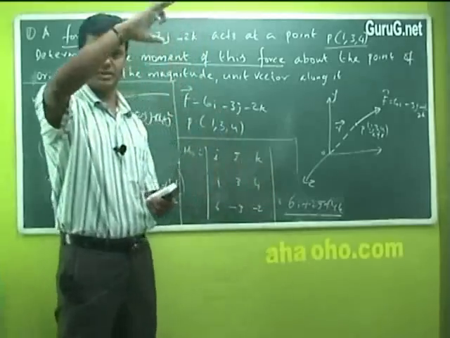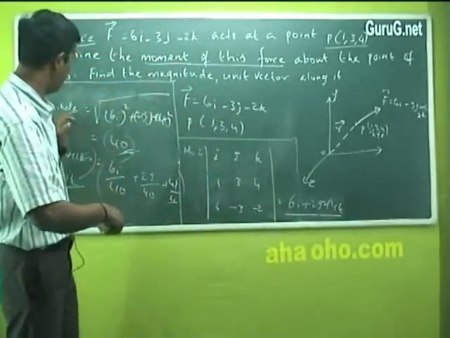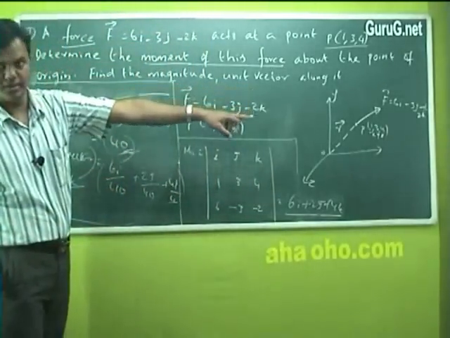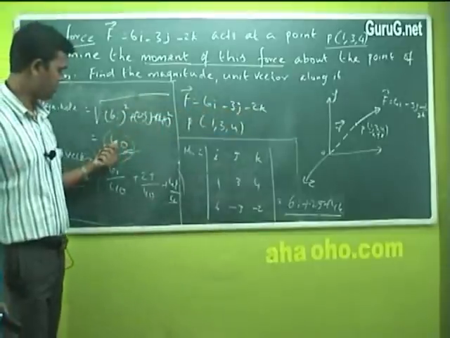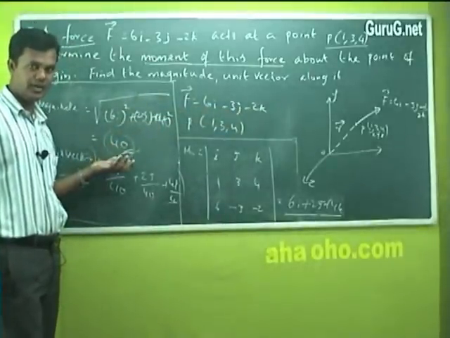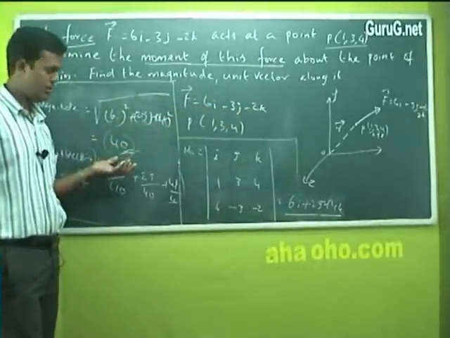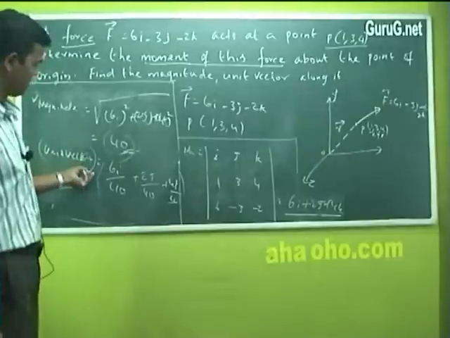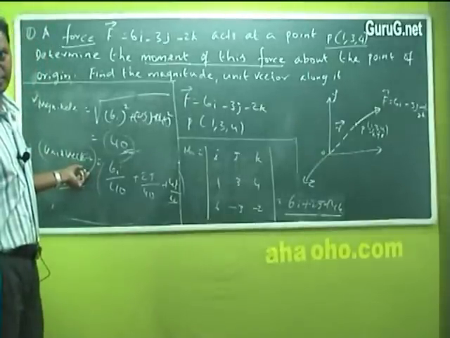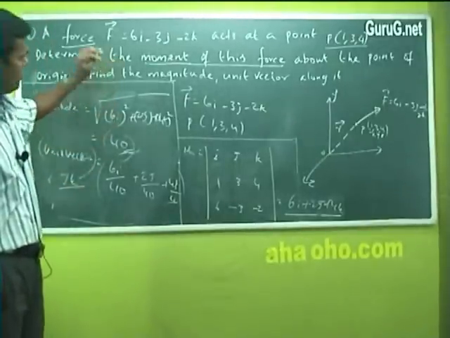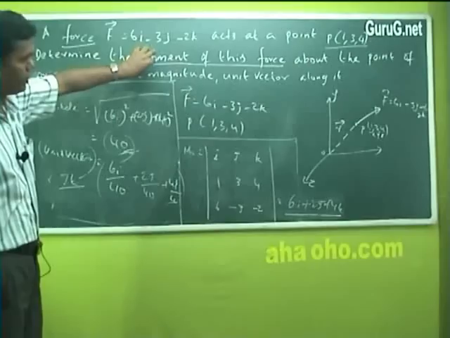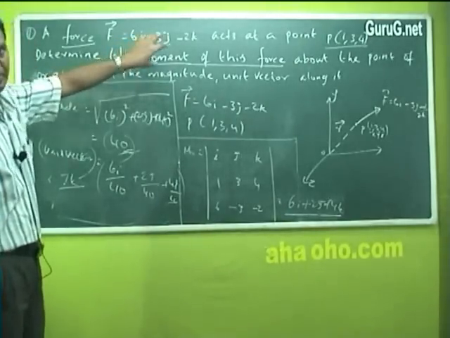Moment is force times perpendicular distance. The force applied is this one, with values 6i, 3j, 2k. Now its total magnitude is 40 Newton, I can say, and the direction is this direction. That is the meaning. So whenever you find a moment, kindly don't forget force into perpendicular distance.